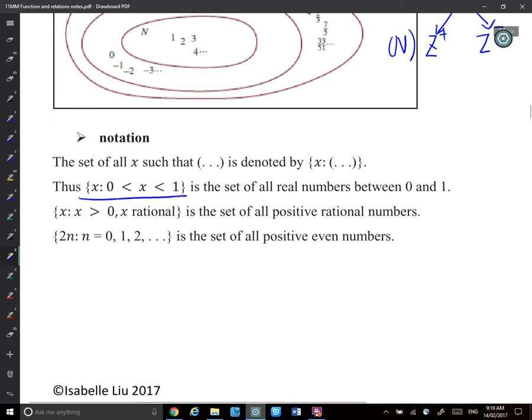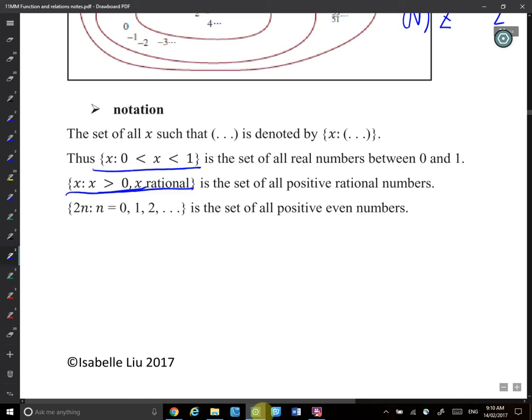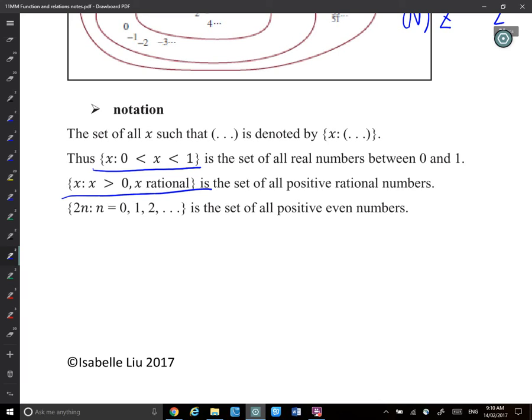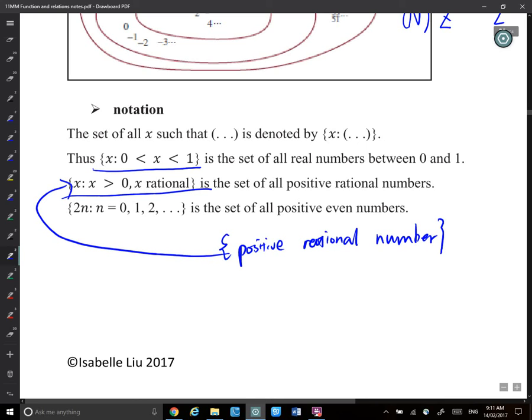Next, you need to know how to read a set. For this one, we have a collection of x such that x is greater than 0. I want all the numbers greater than 0. But I have another requirement, after the comma: x is a rational number. So I want all the positive rational numbers. It's a collection of all the positive rational numbers. If I use words to explain, this set is equivalent to that.